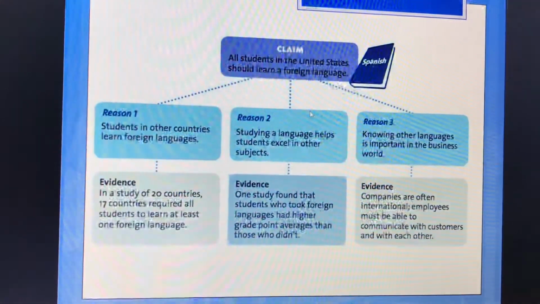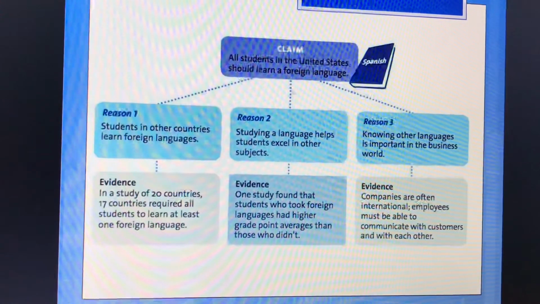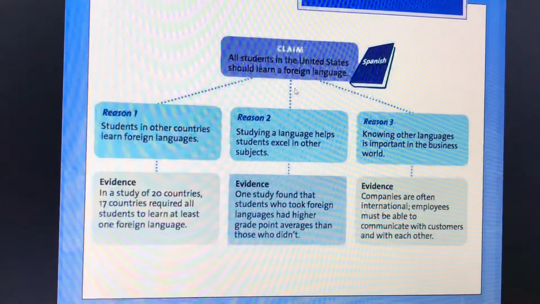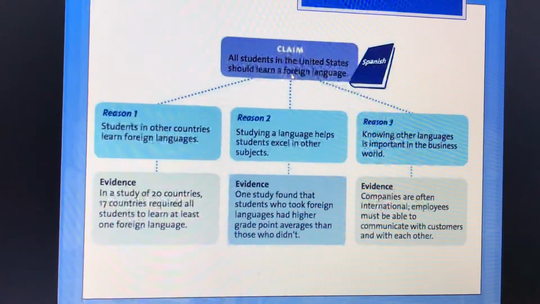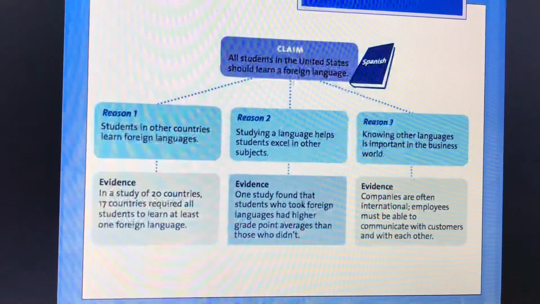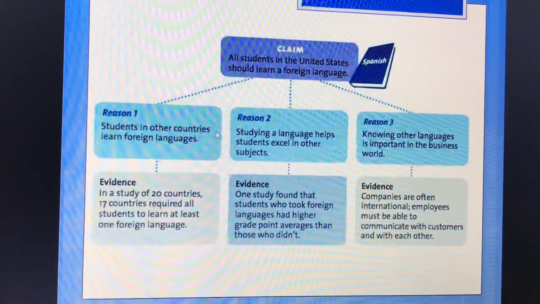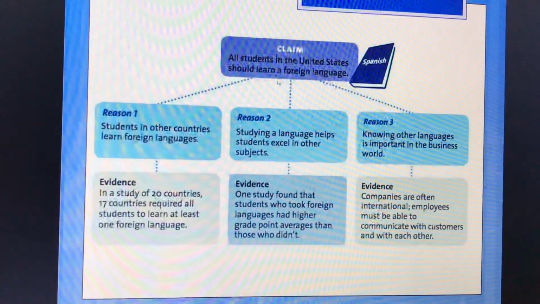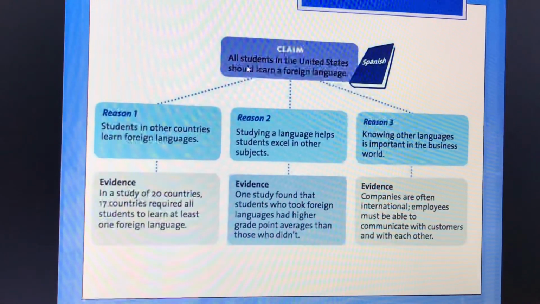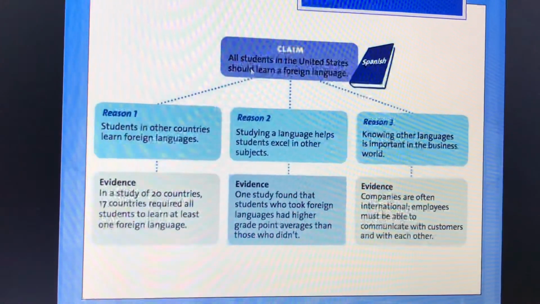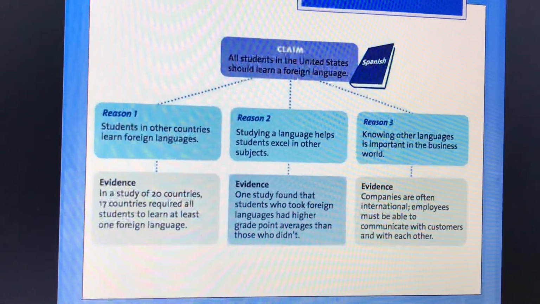So now we have a great topic that we are going to speak about, and it's well explained. If you follow the way we are writing this topic, you will learn how to write an argument, persuasive or opinion essay. So our topic is that all students in the United States should learn a foreign language. So now this is the claim.